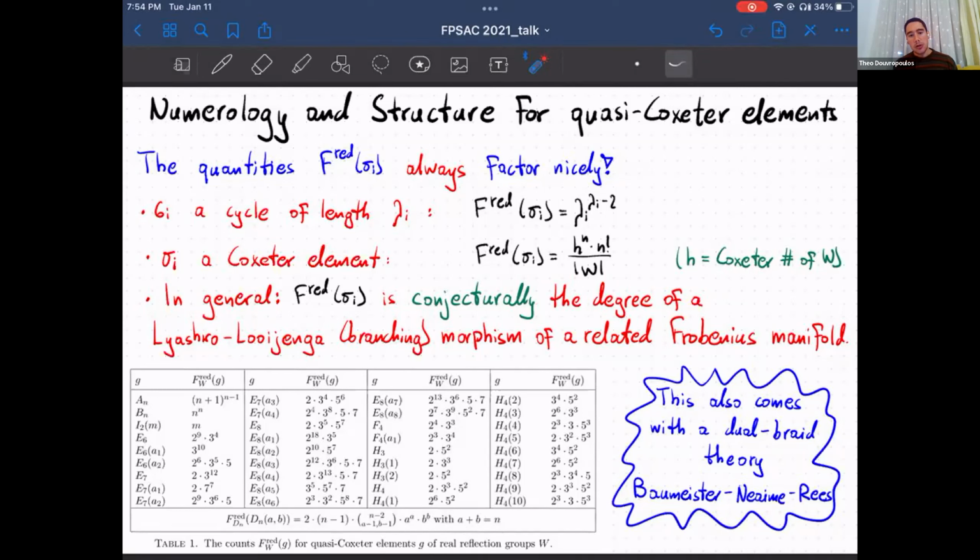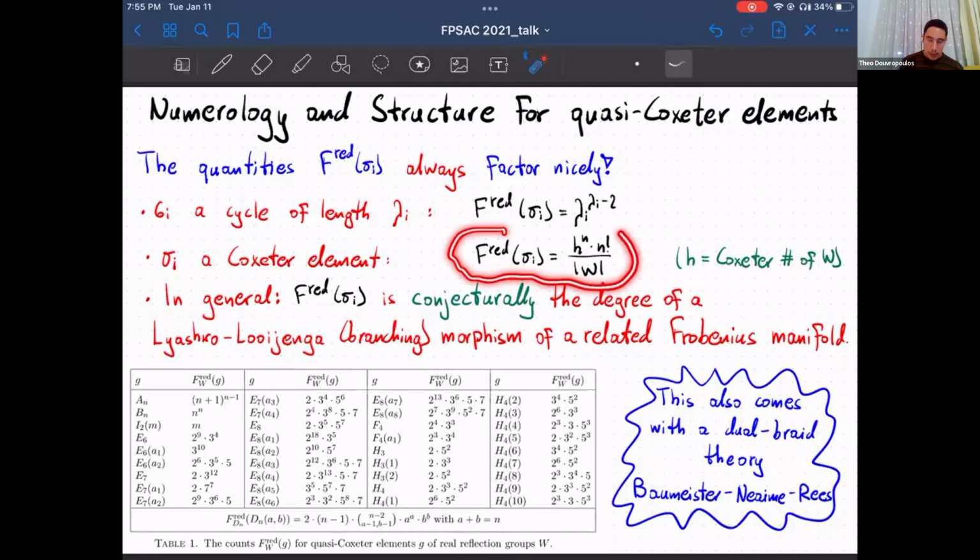Some of the side scenes that appeared, or that we hope are important contributions as well, are the following. I mentioned in my formula these Fred numbers, which are the numbers of reduced factorizations of these things that appeared. And those were generalizing the lambda i's that appeared in the symmetric group case. I mentioned that for all of the classical star elements, these things are always very nice. And this is a discussion of why these are so nice.